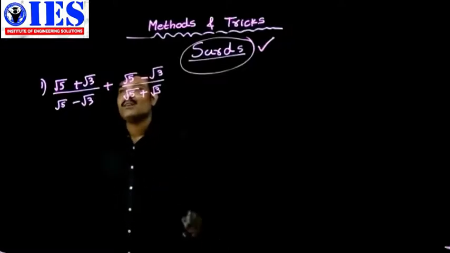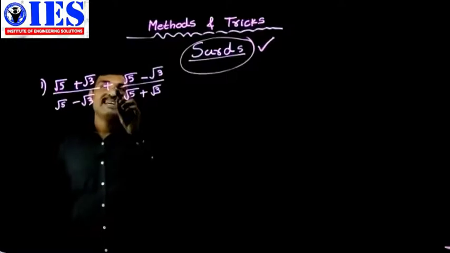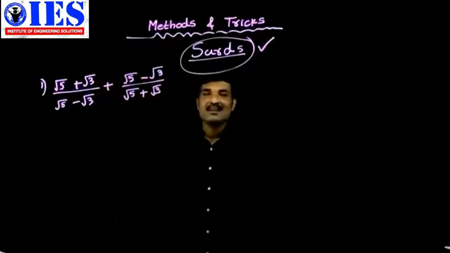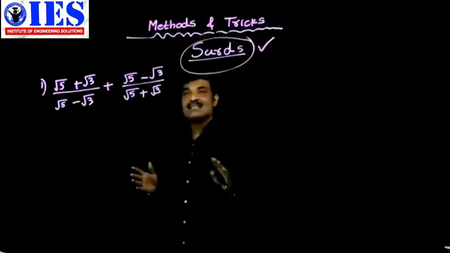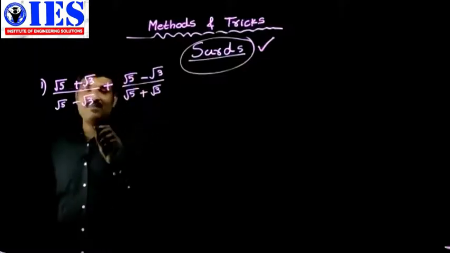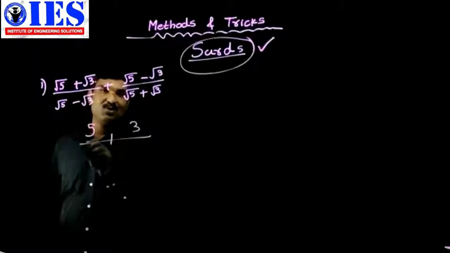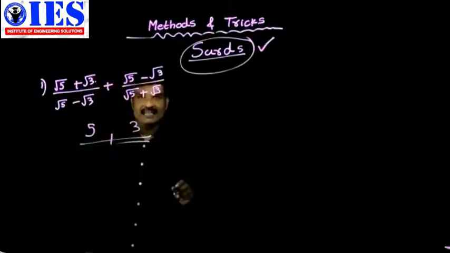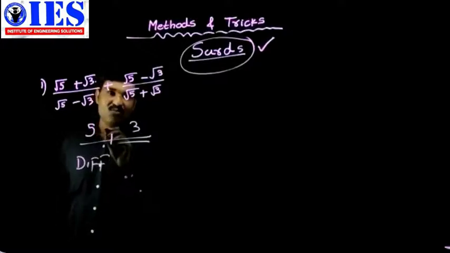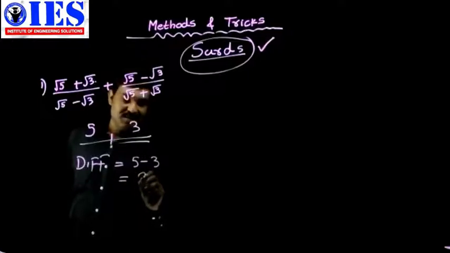Look at this problem. You have root 5 plus root 3 divided by root 5 minus root 3, plus root 5 minus root 3 divided by root 5 plus root 3. What is the answer for this problem? Now we have root 5, so I am writing 5 here, and we have another number 3. The difference of this 5 and 3 is equal to 5 minus 3, which is equal to 2.